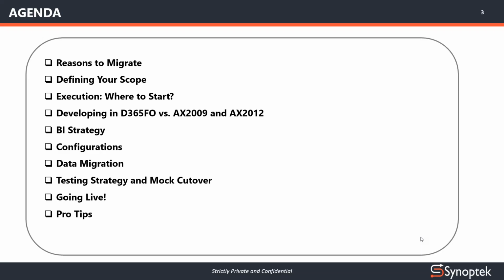Our agenda today is as follows: reasons to migrate, defining your scope, execution, where to start, developing in Dynamics 365 for Finance and Operations versus Microsoft Dynamics AX 2009 or Microsoft Dynamics AX 2012, business intelligence strategy, configurations, data migration, testing strategy and mock cutover, going live, and professional tips.